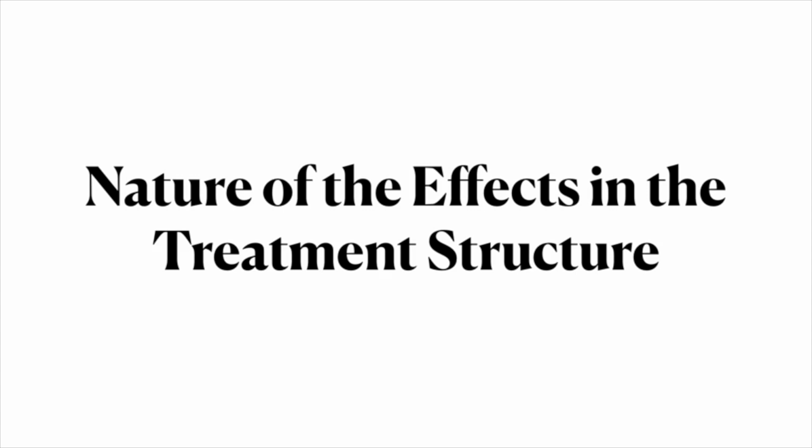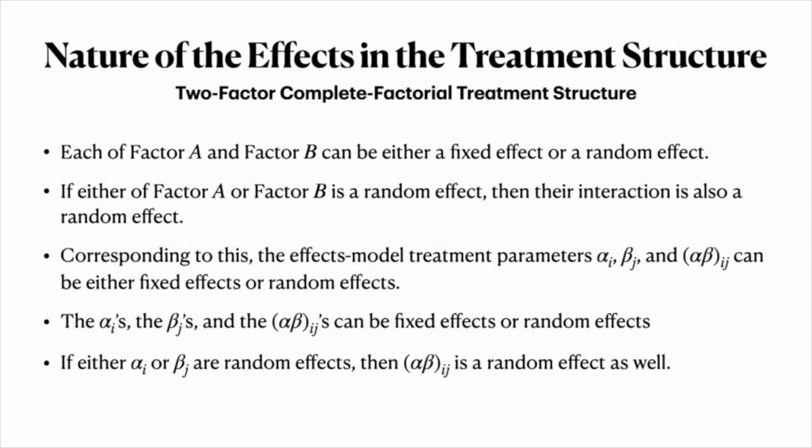Now let's look at the nature of the effects in the treatment structure that we're going to be looking at. So again, we're looking at two-factor complete factorial treatment structures, and I'm going to denote the two factors by A and B. What is the nature of the effects in the treatment structure? Well, each of factor A and B can either be a fixed effect or a random effect. If either of factor A or factor B is a random effect, then their interaction is also a random effect.